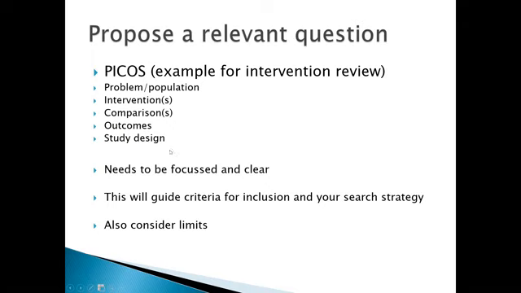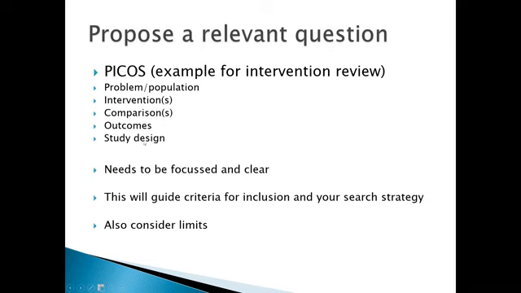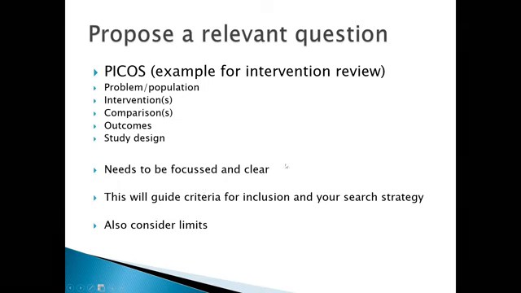The other thing around a relevant question is we need to make sure it's a very focused and clear question. And this doesn't happen easily. Often it takes a little while to develop this. But importantly, once we have a very clear and focused question, and we have our PICOS sorted out, then we can guide the criteria for our inclusion, and also what we're going to use for our search strategy. Make sure you consider limits, so things like English language. There's a number of limitations in terms of searching, so we might be only looking at human studies. A lot of things to consider, which we'll go through a little bit more shortly.